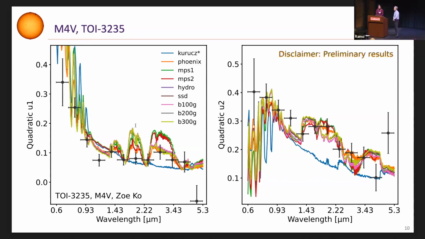Yeah, I think the ones that don't fit well are non-magnetic, but there are non-magnetic ones down in the bottom bump as well. So I think this is driven by opacity, just what water line list they were using.